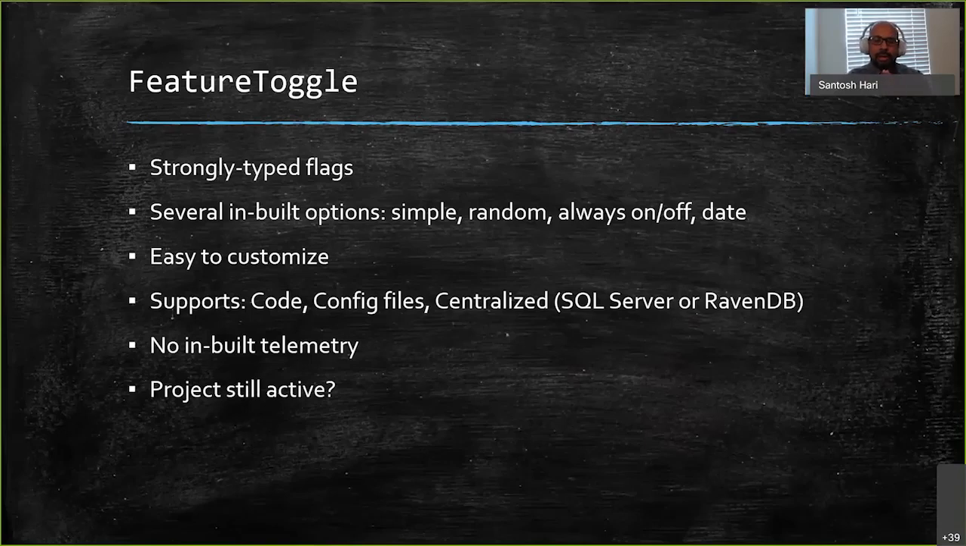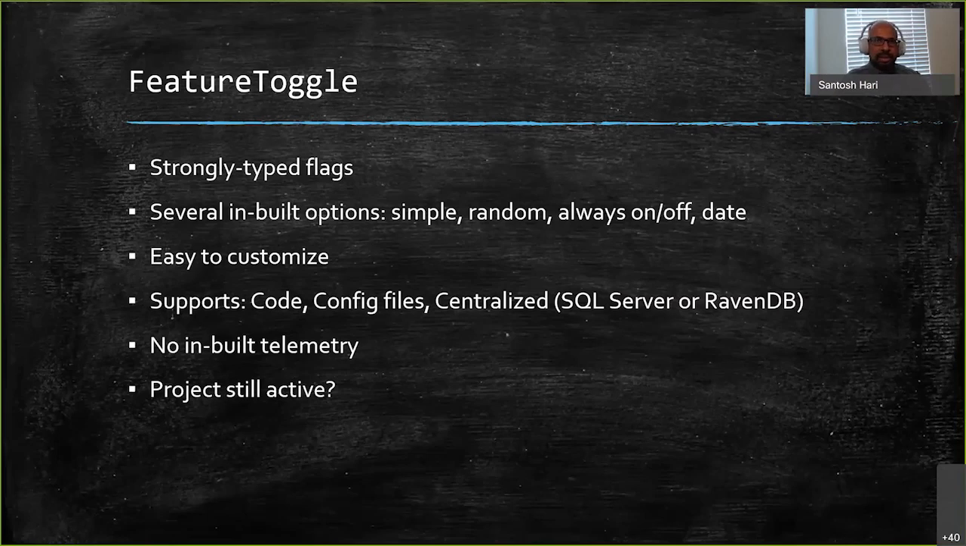The FeatureToggle library has a flexible provider model. There are some predefined ones, but there's also an interface called IFeatureToggle that you can implement to customize.